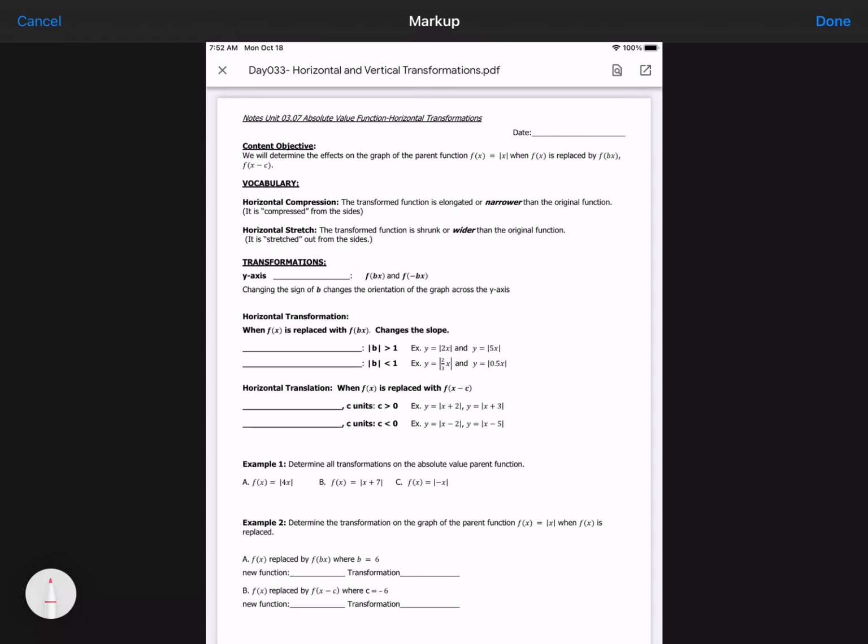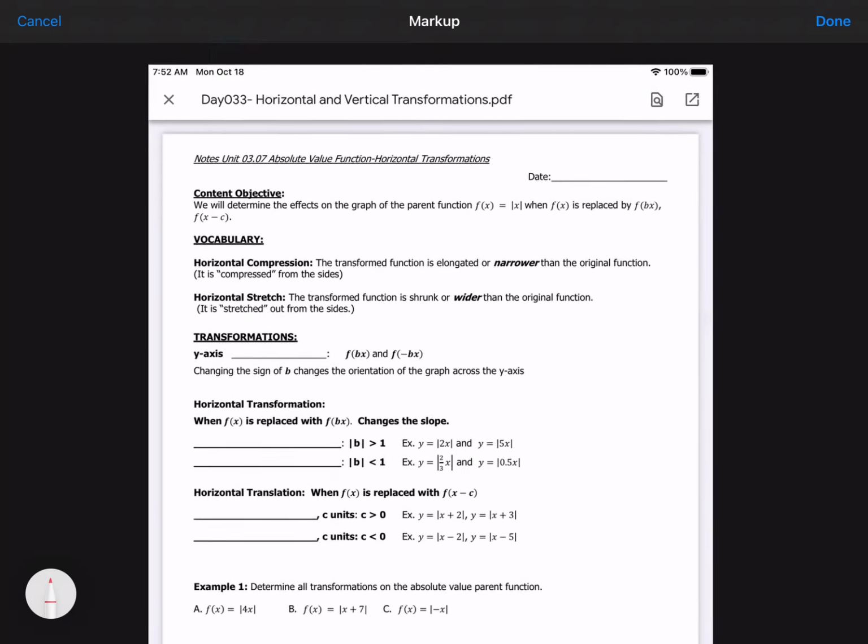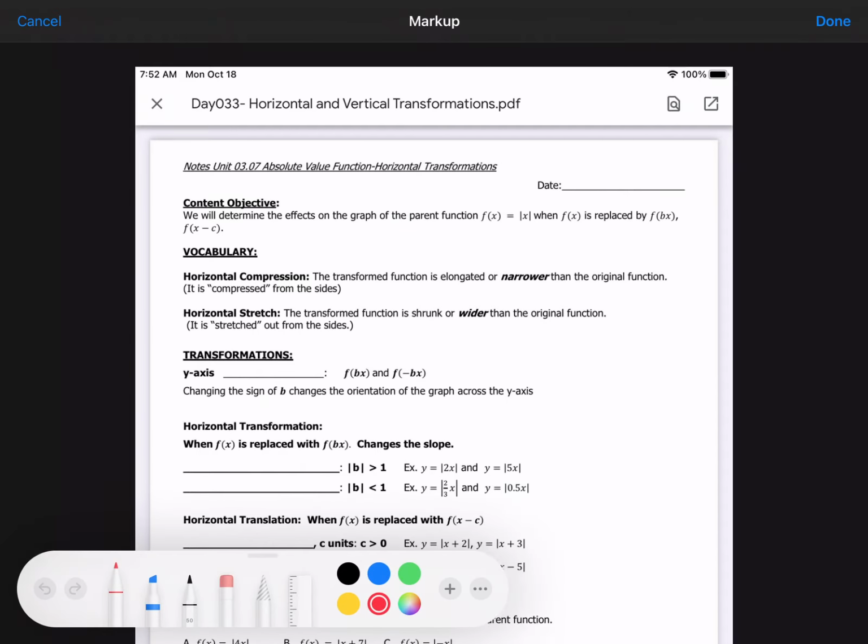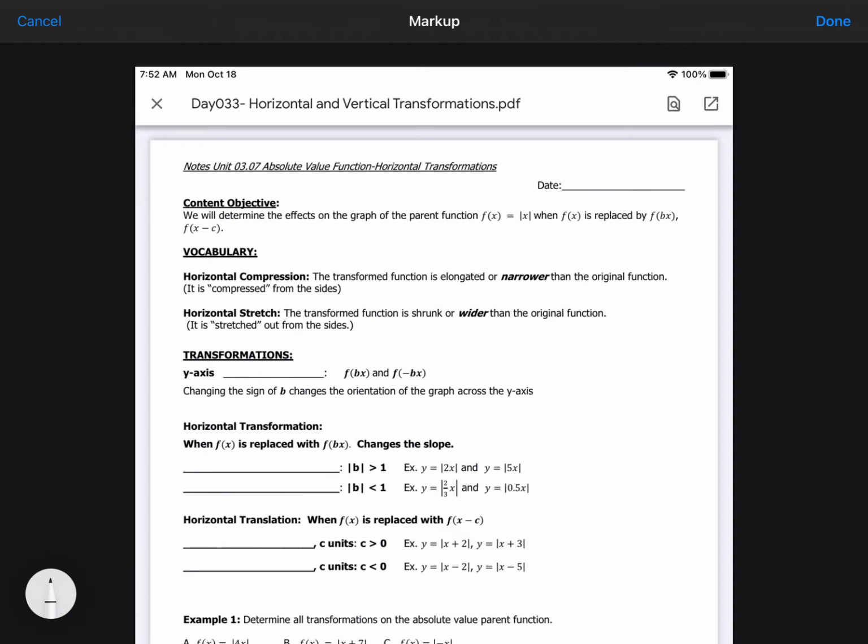Okay, so in today's lesson, we're going to be talking about horizontal transformations. We don't always do this very much, but we're going to go over it today just so you have the knowledge of it, and it goes along well with our vertical transformations. So we will determine the effects on the graph of the parent function f of x equals absolute value of x when f of x is replaced by f of bx and f of x minus c.